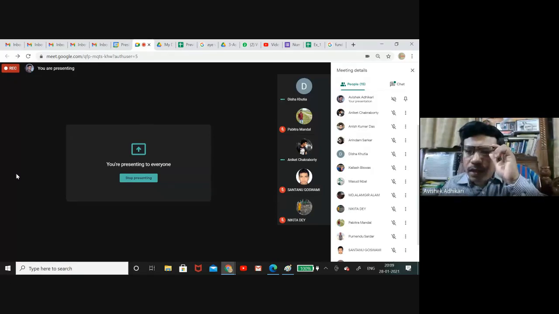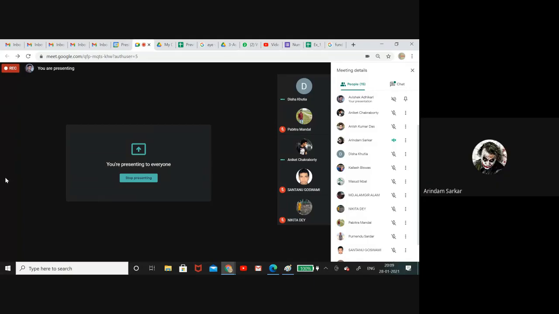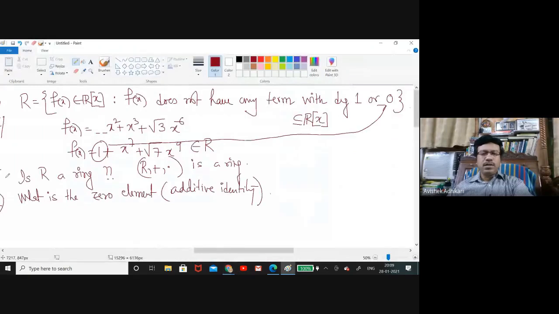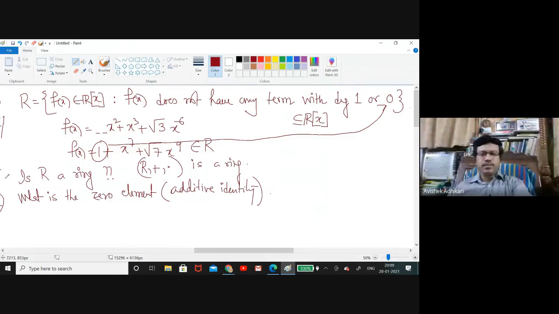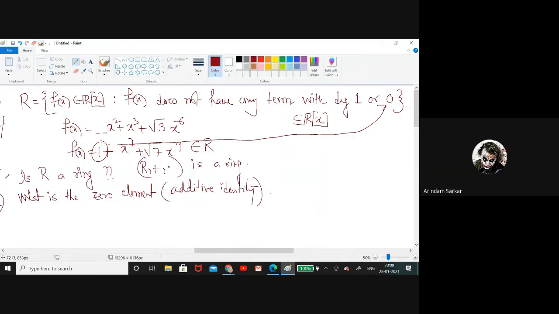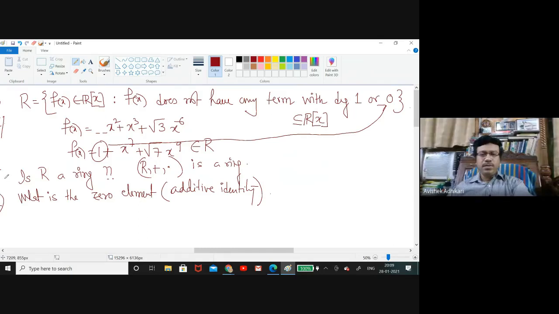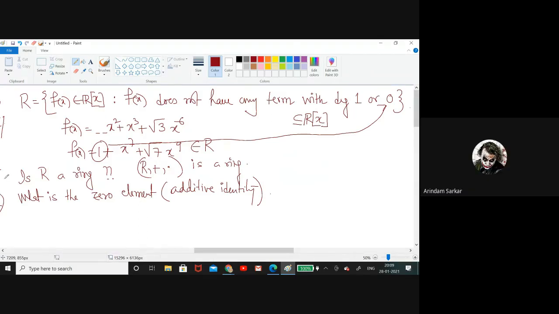Okay, so Arindam, can you tell me what is the additive identity element? Actually, sir, I am thinking. Additive identity should be zero. And R is defined here such that it does not have degree one or zero.